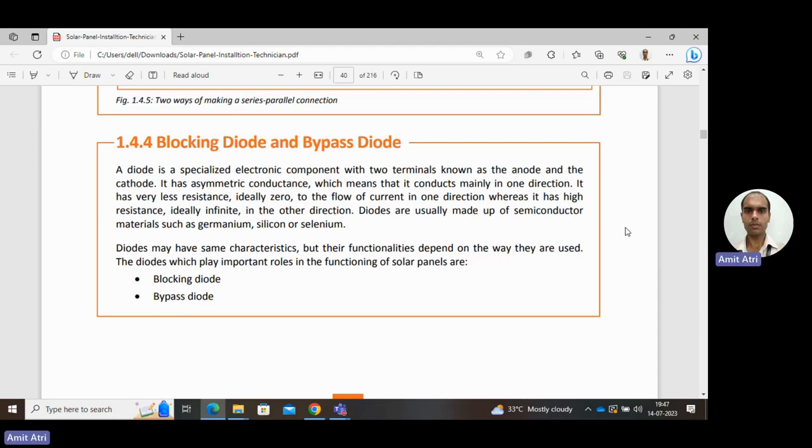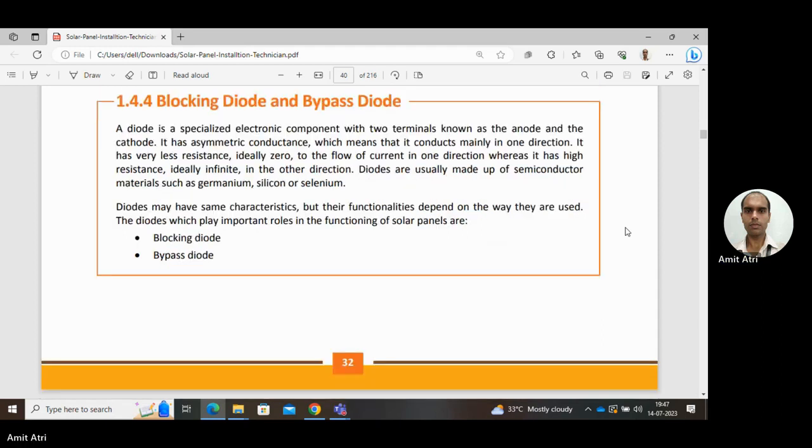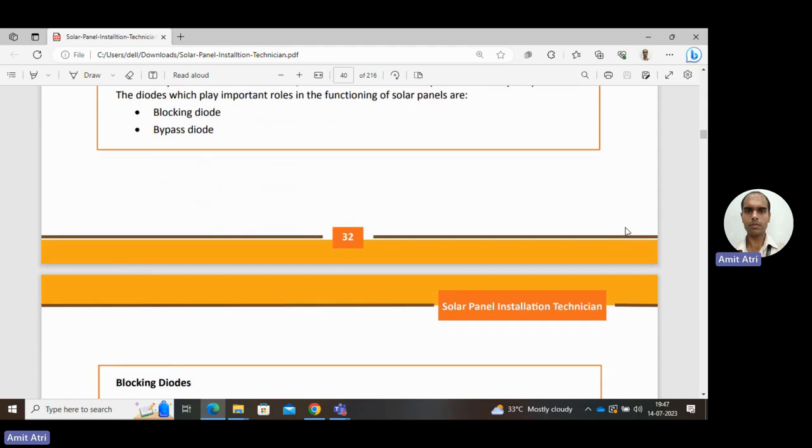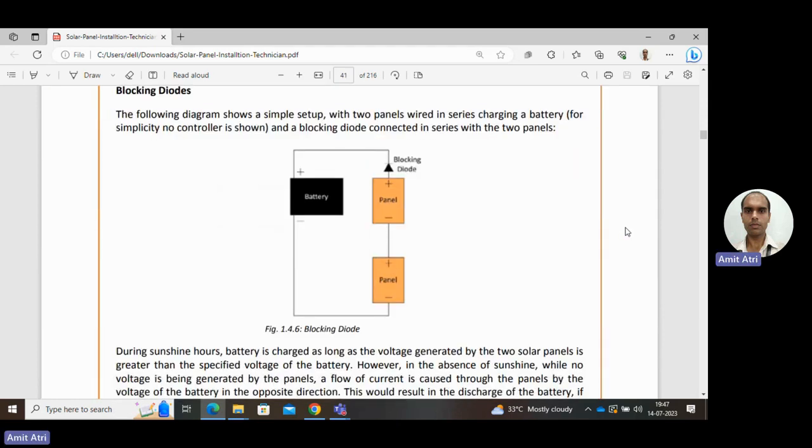Based on this, there are two types of roles which diodes play in our solar panel, and we classify them as blocking diode and bypass diode. The name gives us some idea of the task or role each diode has to play. Considering each one by one, first the blocking diode. In the diagram, the battery is connected with two solar panels. Both panels are in series. Why are they in series? Because the positive of one panel is connected with the negative terminal of the other panel.